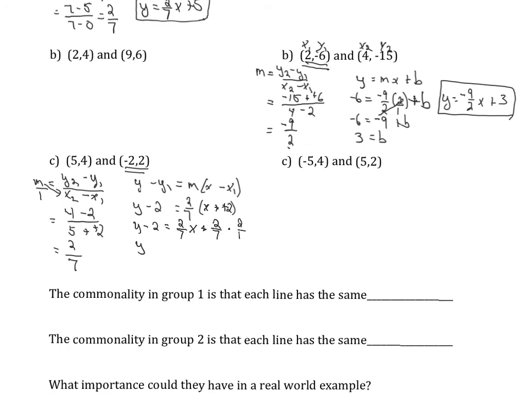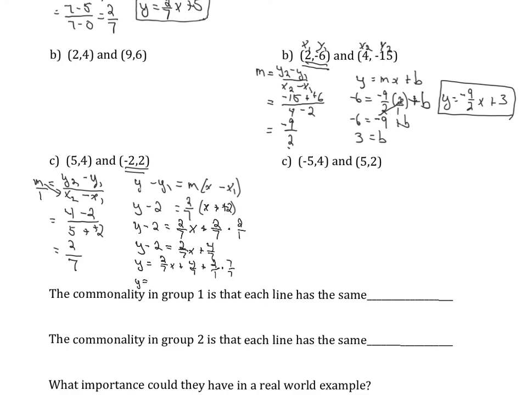So y minus 2 equals 2/7 x plus 4/7. I'm going to add 2 to both sides. 2/7 x plus 4/7 plus 2. Now, in order to add the 4/7 plus the 2, I need a common denominator. Common denominator between 7 and 1 is 7. So to get it on this second fraction, I multiply by 7 over 7.